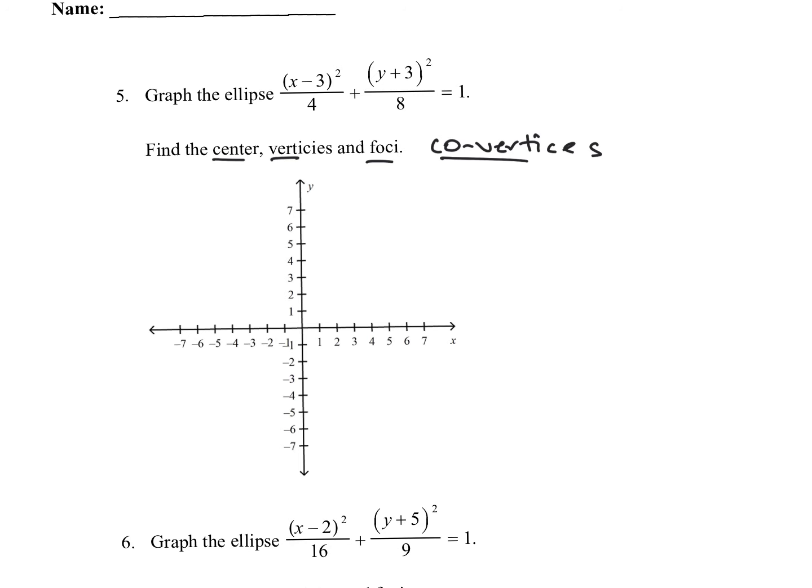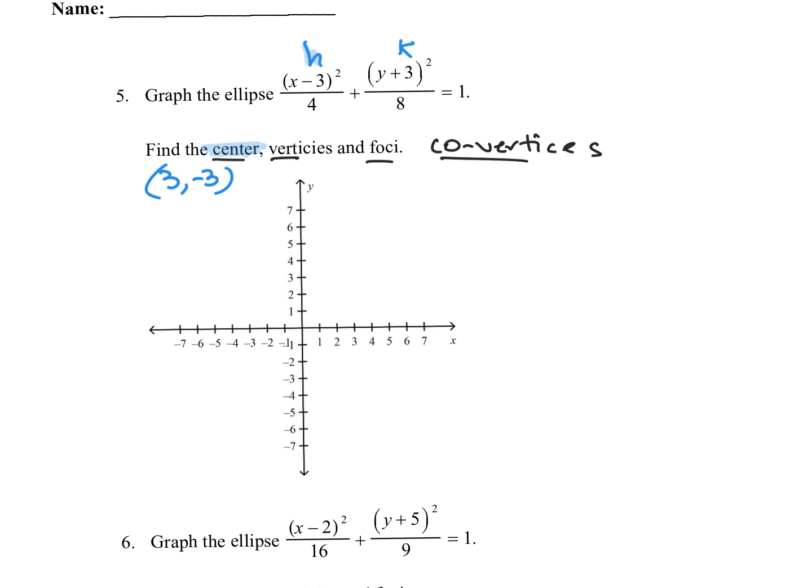So again, I'm identifying the center. And again, this is my H. So this is H and this is K. So my center point here is the ordered pair positive 3, negative 3. That's my center.